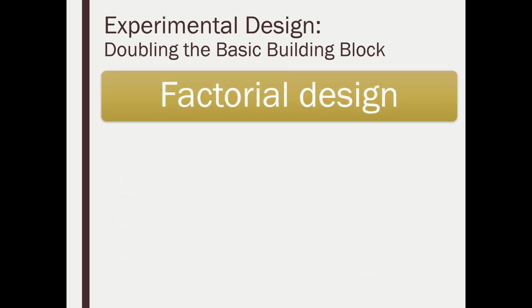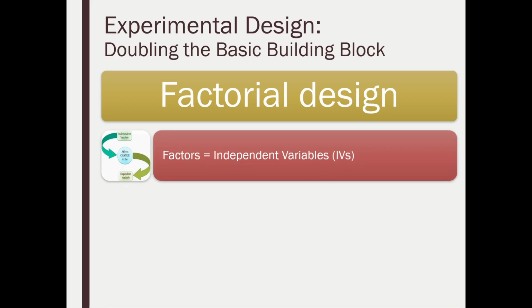So when we talk about adding more independent variables, we call that a factorial design. When we double the basic building block, instead of having just one independent variable, we're going to have at least two. The word factorial comes from the word factor, and factor is another word for an independent variable. When we have a factor that contributes to an outcome or causes an outcome, we're talking about an independent variable.